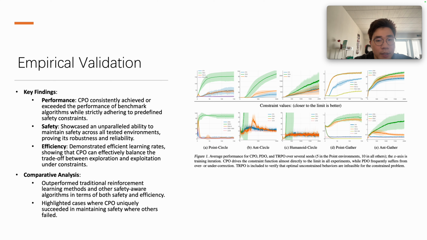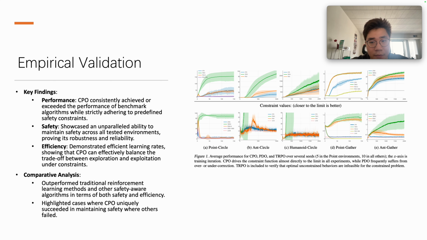under the constraints. And on the right-hand side, I also attached the figure 1 that's presented by the paper in here to give a comparative analysis. So let's give the conclusion first. As you can see from the paper on the graph, the CPO outperforms traditional reinforcement learning methods and other safety-aware algorithms in terms of both safety and efficiency, and it also highlights the cases where CPO uniquely succeeded in maintaining safety where others failed. So let's dive deep into the figure 1 and see what it shows.